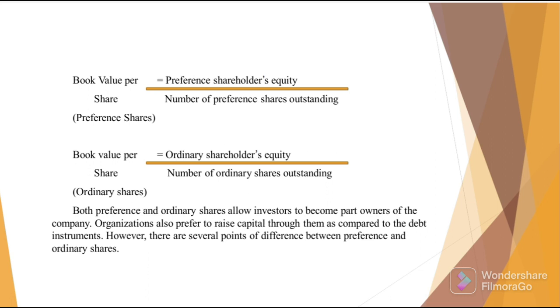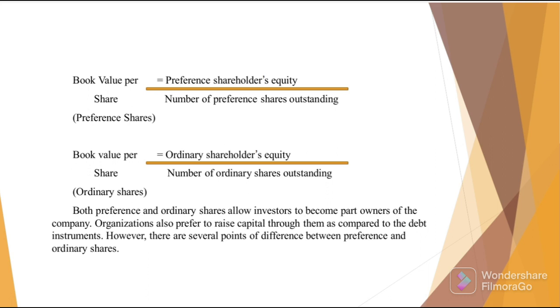Both preference and ordinary shares allow investors to become part owners of the company. Organizations also prefer to raise capital through them as compared to the debt instruments. However, there are several points of difference between preference and ordinary shares. The preference shares are a financial instrument used by companies to raise capital that comes with a dividend option for shareholders, while ordinary shares are also a financial instrument used by companies to raise capital that comes with voting rights for the shareholders.